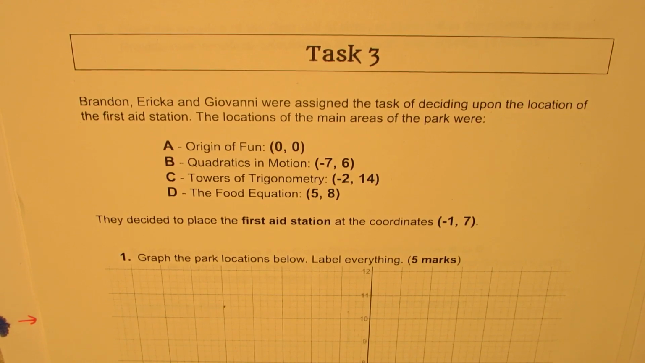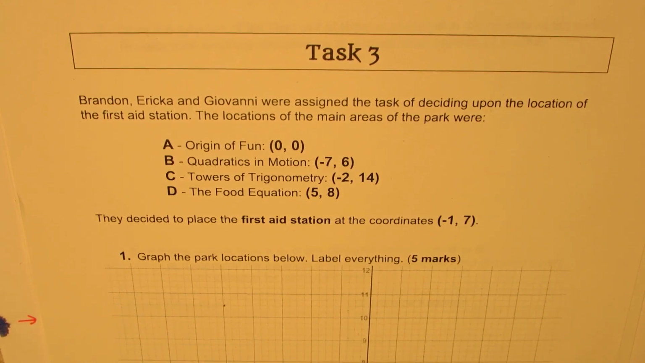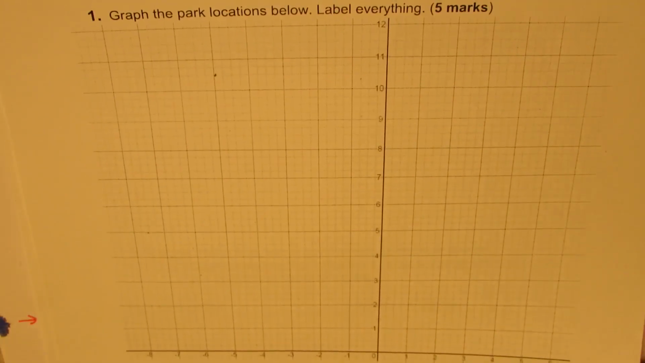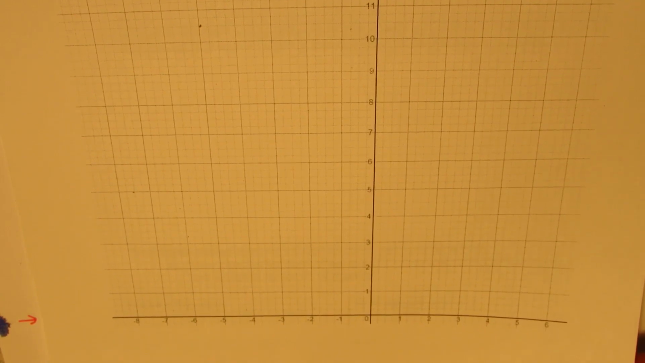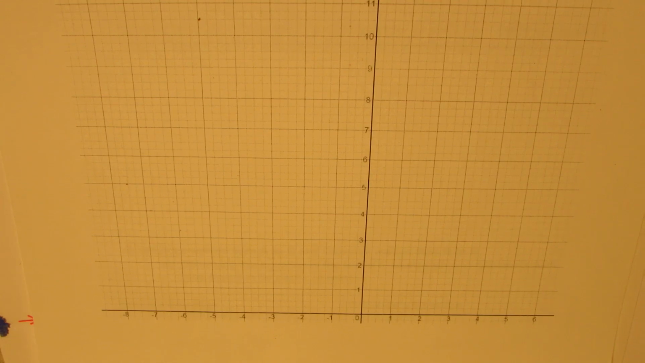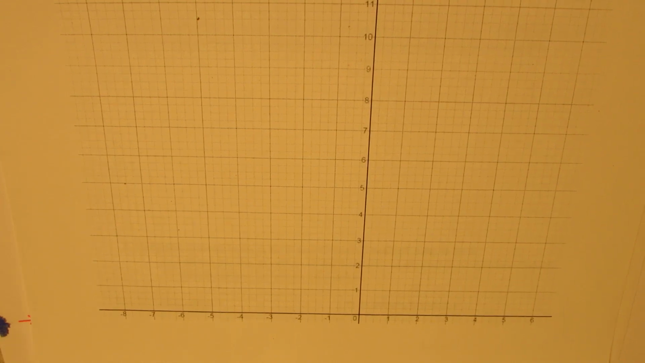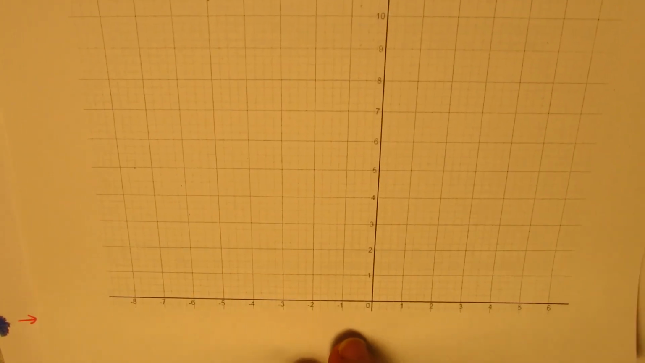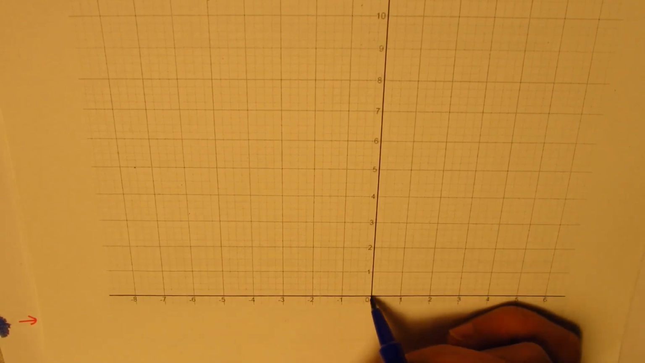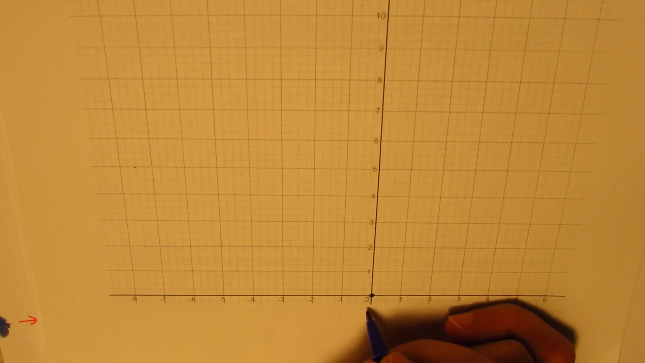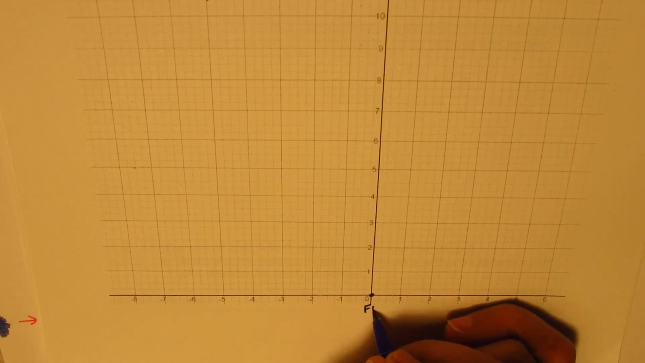Graph the park locations below. Label everything. So that's 5 marks. So let's try to graph this. Here is the graph paper provided to us. Let's begin with the 0, 0, the origin itself, which is the Origin of Fun. So let me mark this point 0, 0 here. So we'll call this Origin of Fun, a fun area.